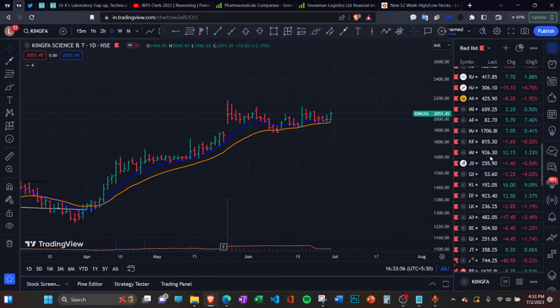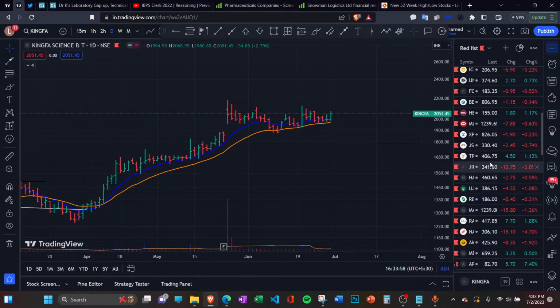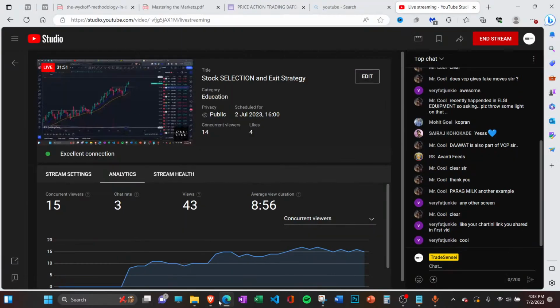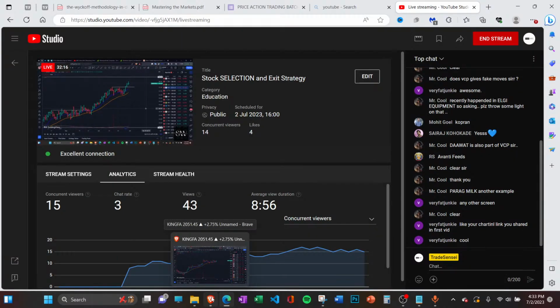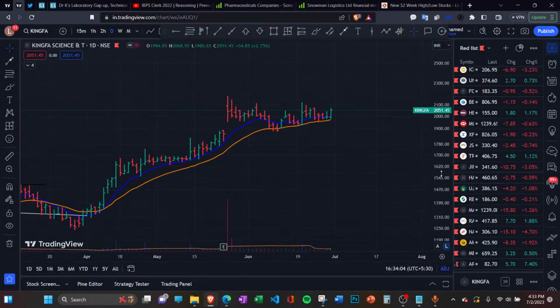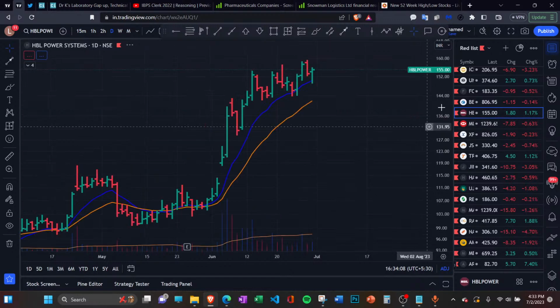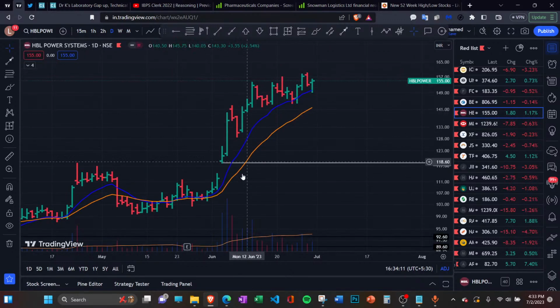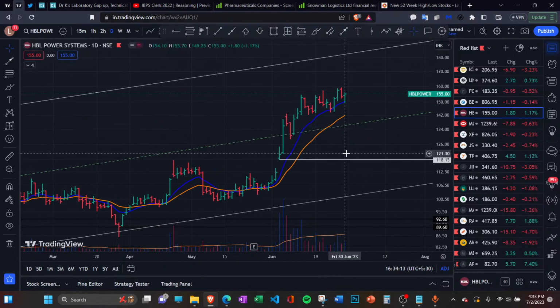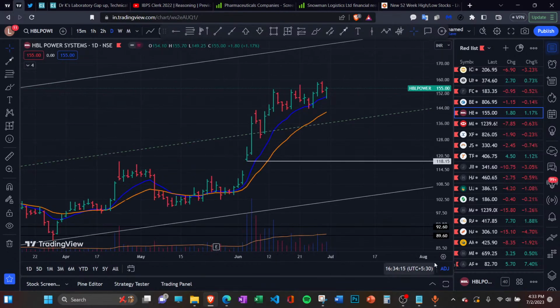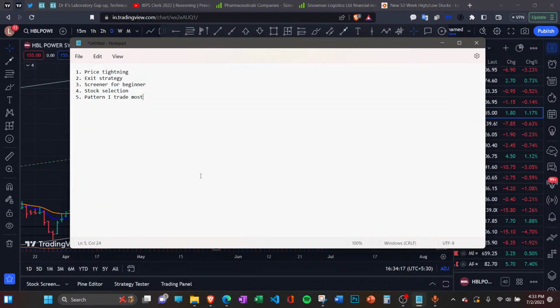You can go through these charts, and then you'll see why I selected certain stocks for this week or next week, or maybe even the week after, if the structure remains intact. Like, if you look at this example, this HBL Power. Okay, so next question that we had is the stock selection.